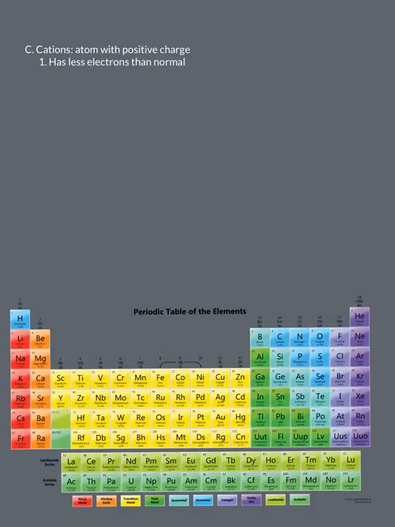The other form of an ion is something that's called a cation. Cation is a positive charge, and I remember cat as positive because there's a T in it, and T obviously makes a plus sign. This is one that has less electrons than normal. So if we look at that, if it has less electrons, now it's going to have more protons than it will electrons, which would give it a positive charge.